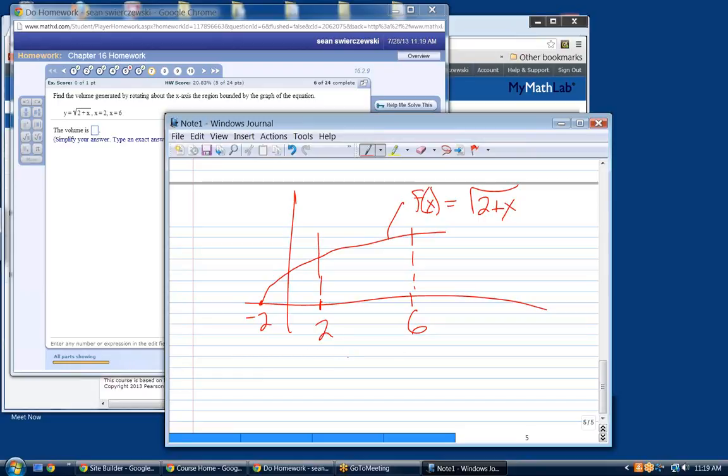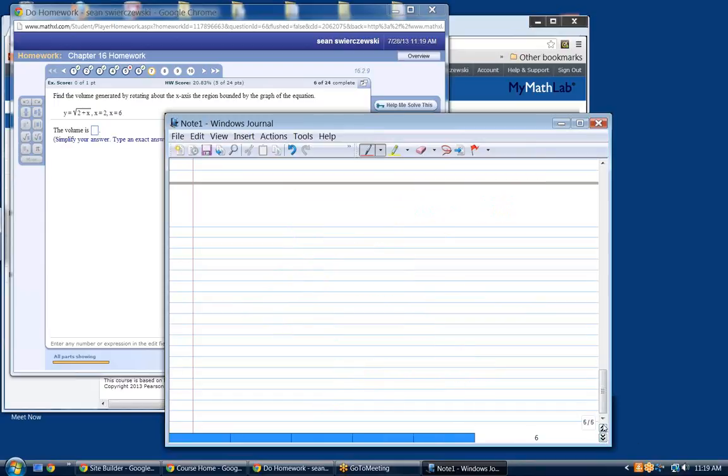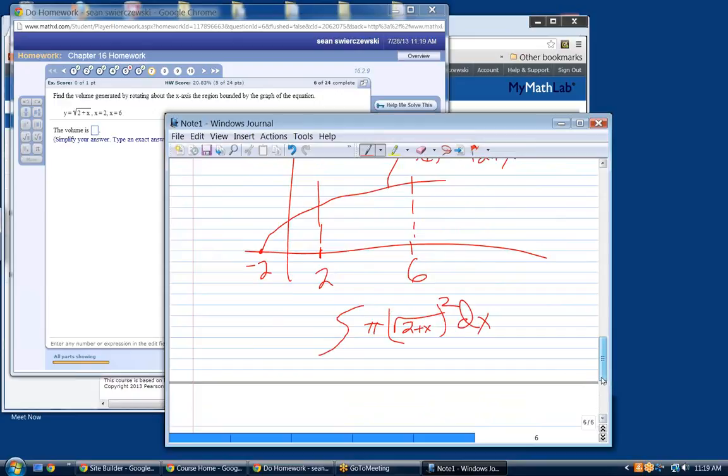Okay, so the integral we want to set up is what? Pi times the integral of root 2 plus x squared dx, from 2 to 6. In other words, what we're going to end up with is a shape that looks something like that, and we're going to have disks going perpendicular to the x-axis such that dx, the thin part of the disk, goes with the x-axis.